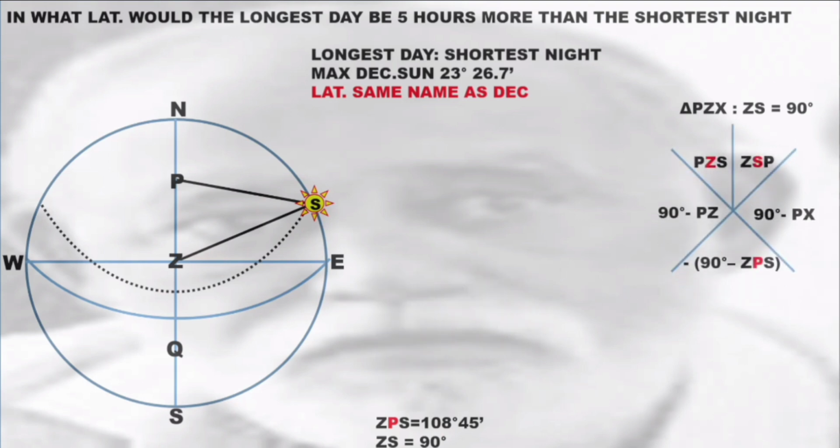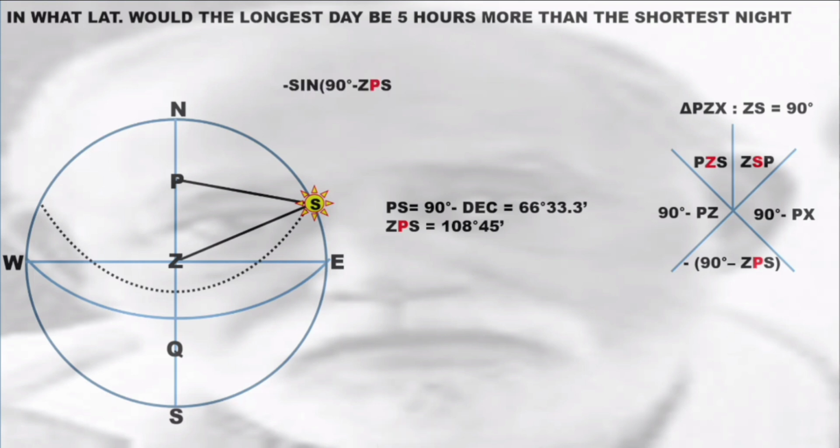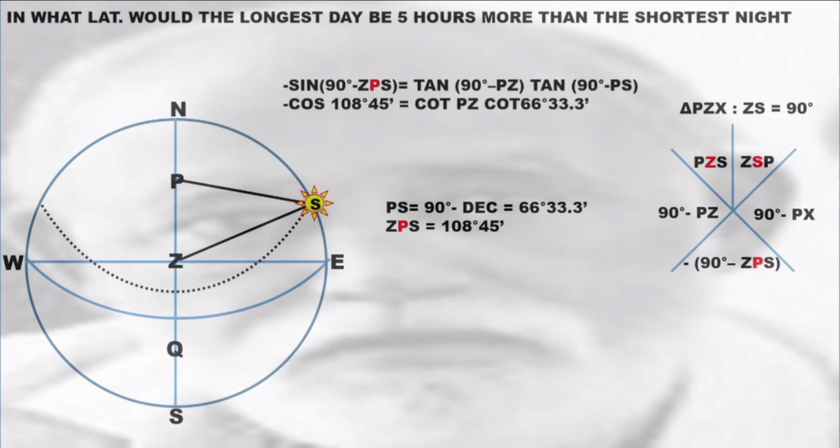Apply your Napier's rules, and try to get PZ here. That's the latitude. And I say north or south depending upon what declination you're using.